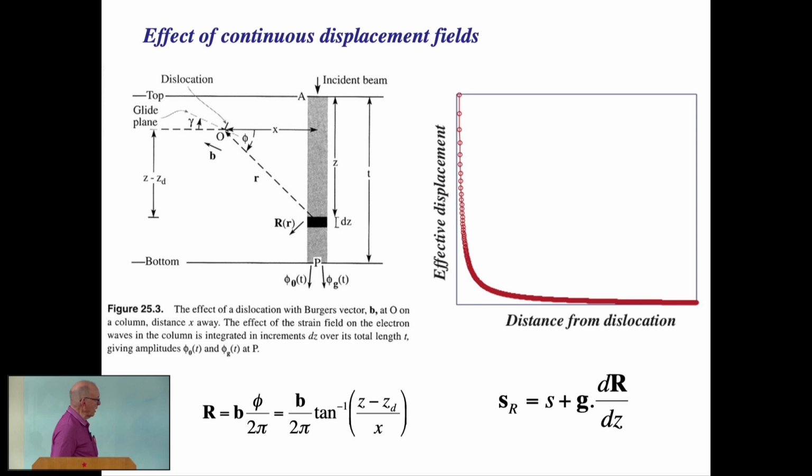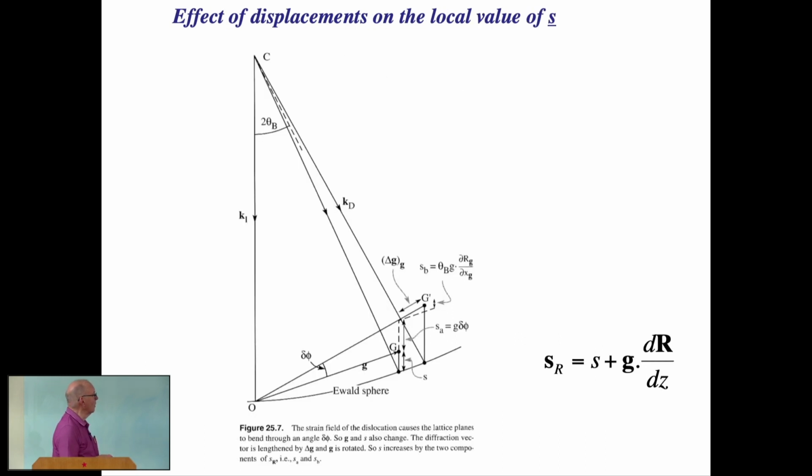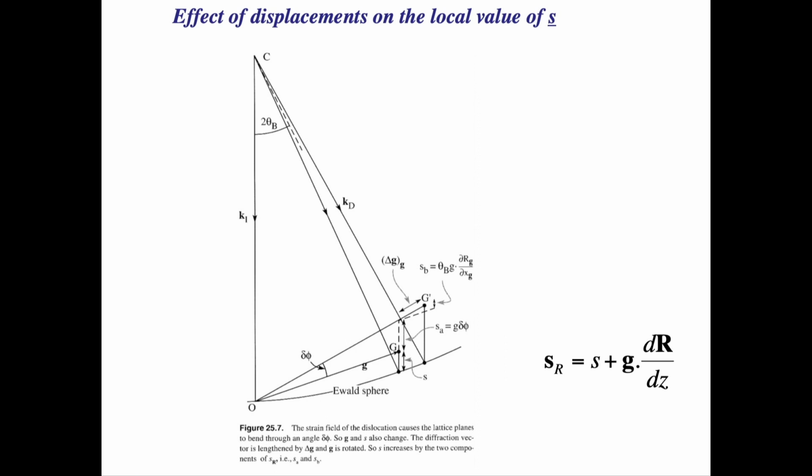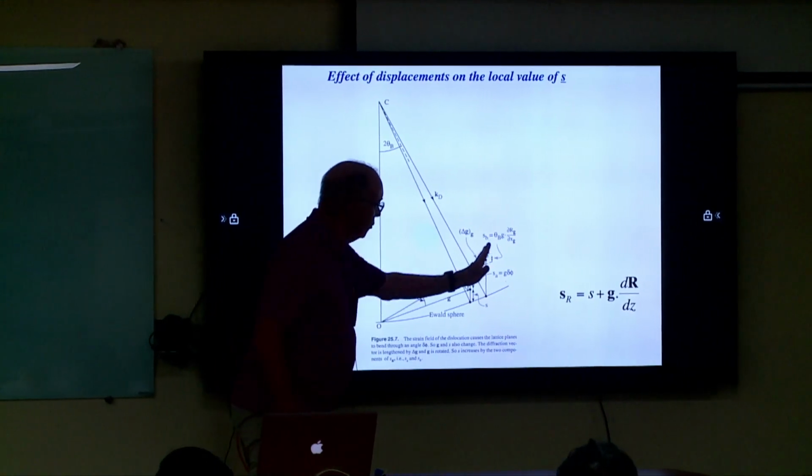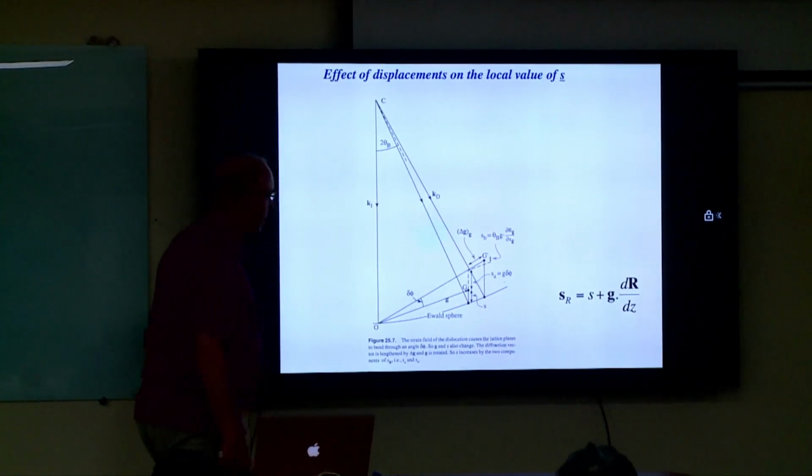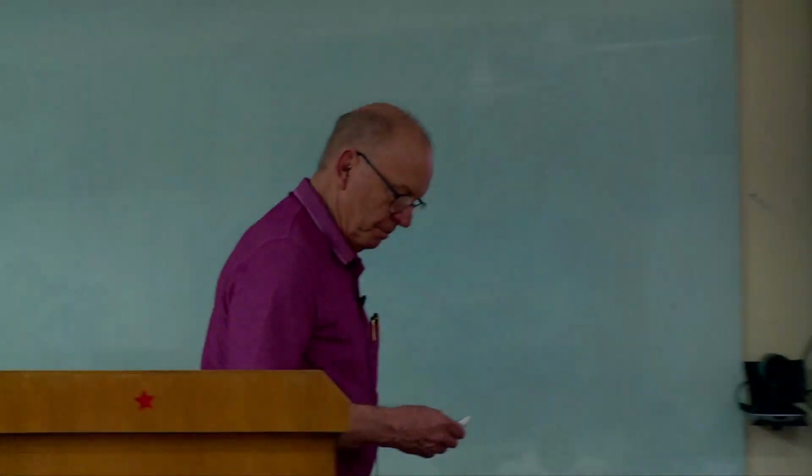The displacement of the lattice, which is going to affect our diffracting condition, is then given by this expression here. So this is the effective displacement on the local S value. It's a kind of complicated diagram, but we have the Ewald sphere there. We have the end of our diffraction vector here, and then this is now being pushed out to here by the displacement around the dislocation.